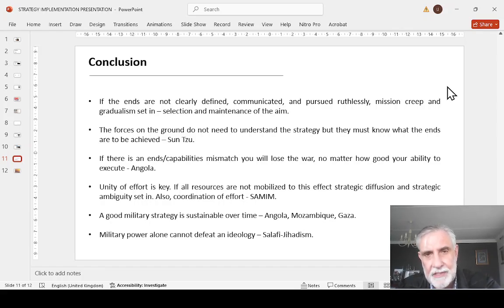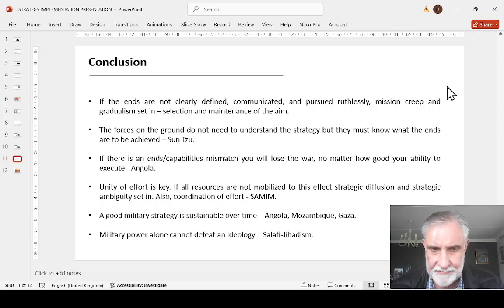Secondly, the forces on the ground do not need to understand the strategy, but they must know what the ends are to be achieved, as I also emphasized by means of the Sun Tzu example. If there is an ends and capabilities mismatch, you will lose the war no matter how good your ability to execute is. In other words, no matter how good your ability to execute the ways, operational concepts. In Angola, the air war at least, but I suppose the war in general, is a very good example of this. We just came to realize this is not going to work, at least not from an air war capability.